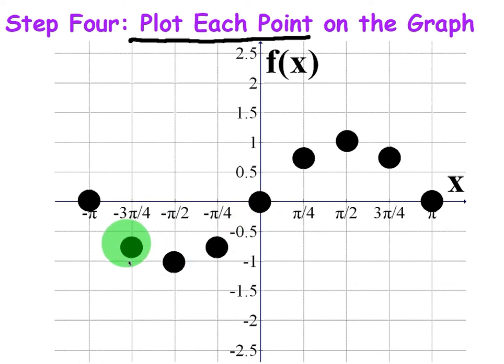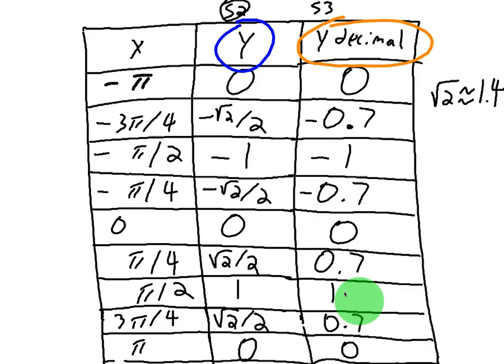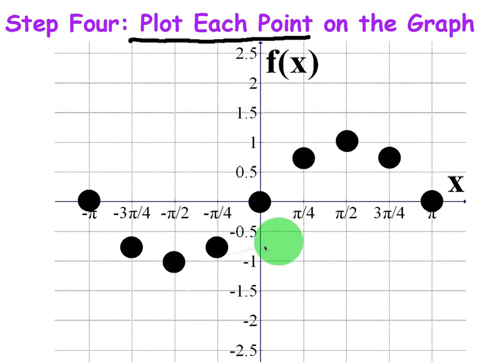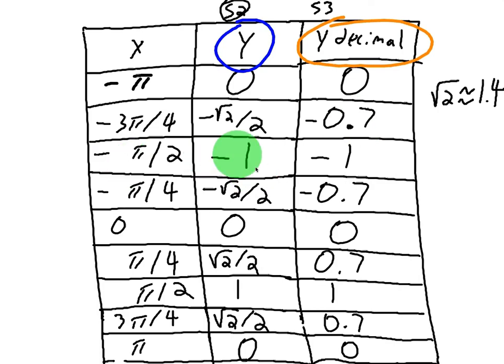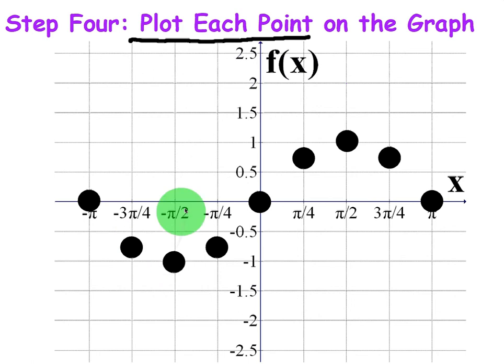So let's move on to the next point. The next point was negative 3 pi over 4 comma negative 0.7. So I'm going to put a point at negative 3 pi over 4 and somewhere between negative 0.5 and -1. Again, this is just a sketch and it doesn't have to be perfect. The next value is negative pi over 2, -1. So I'm going to go over negative pi over 2, go down -1.